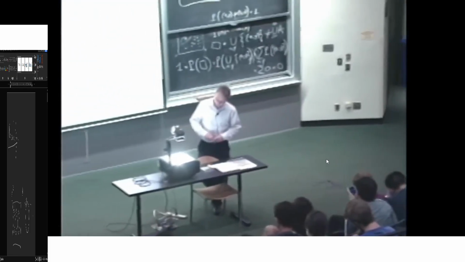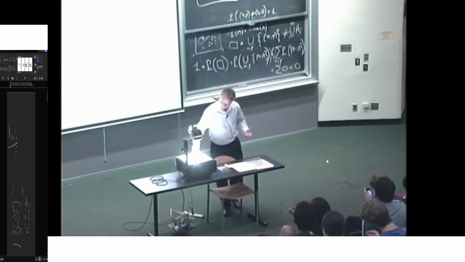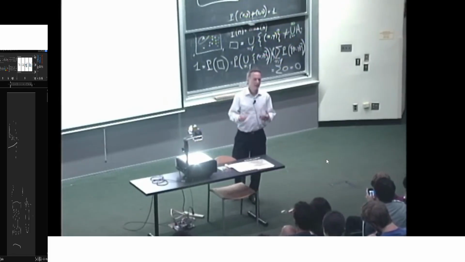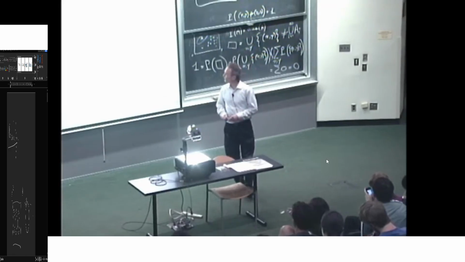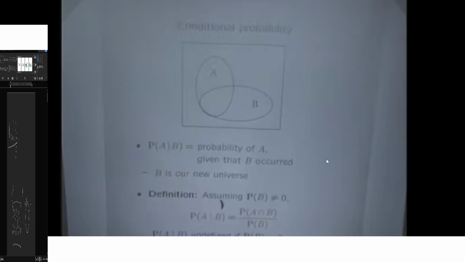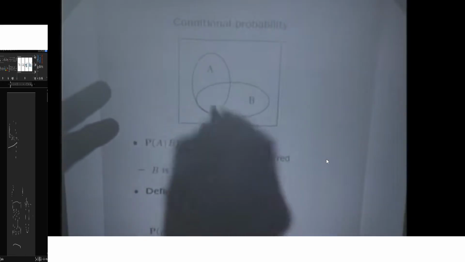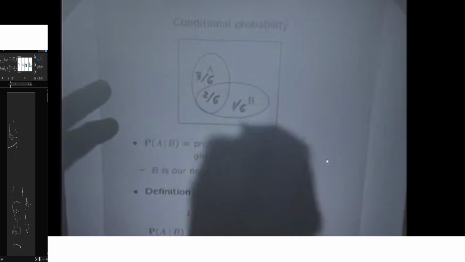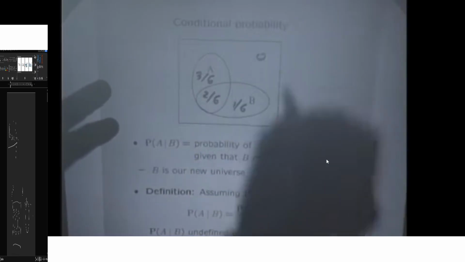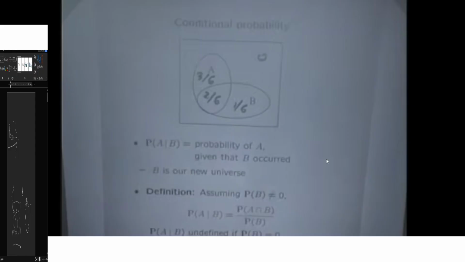And conditional probabilities are just the probabilities that apply after the revision of our beliefs when we're given some information. So let's make this into a numerical example. So inside the sample space, this part of the sample space, let's say, has probability 3/6. This part has 2/6, and that part has 1/6. I guess that means that out here we have 0 probability. So these were our initial beliefs about the outcome of the experiment.